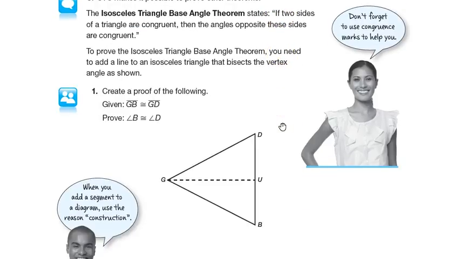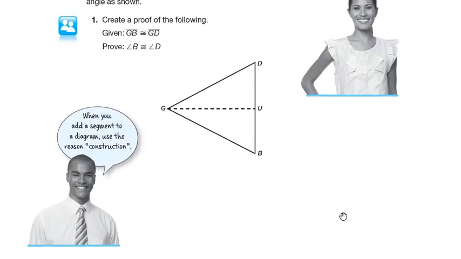And here you're going to prove the isosceles triangle base angle theorem. We usually call this the base angles theorem, or BAT. Basically, you're going to say, all right, I've got a regular triangle, and all I know is that it's isosceles, meaning that GD is congruent to GB. That's all I know. What we do then is construct a segment that bisects segment DB. And so you would state, GU bisects DB, and the reason you give is construction.